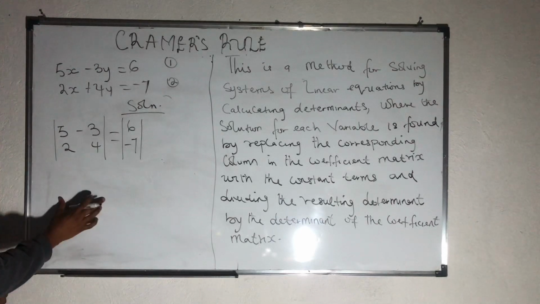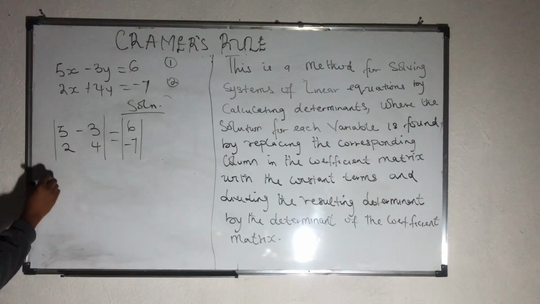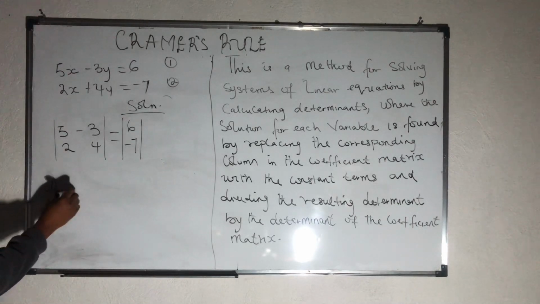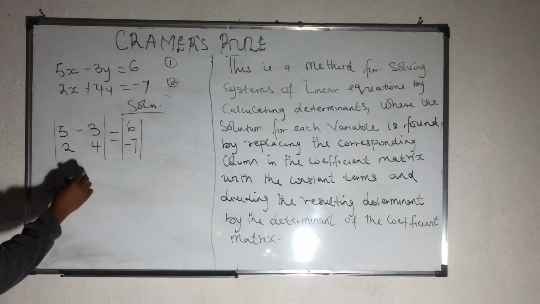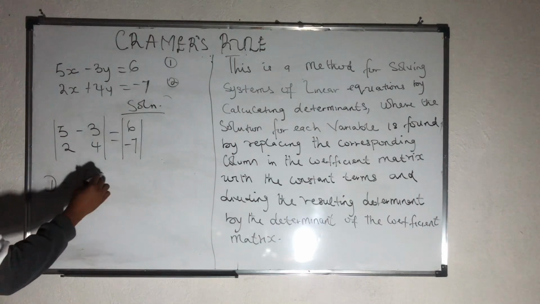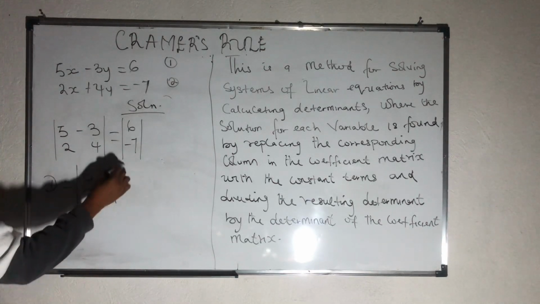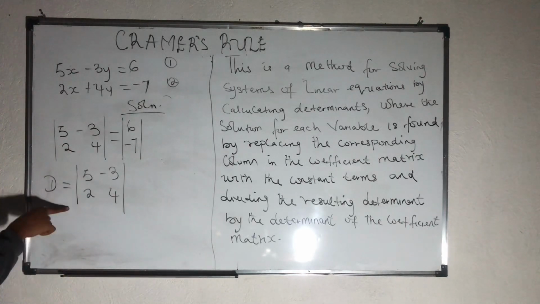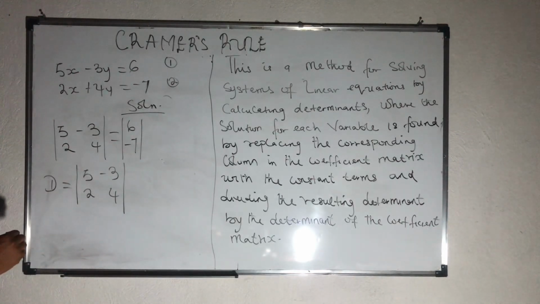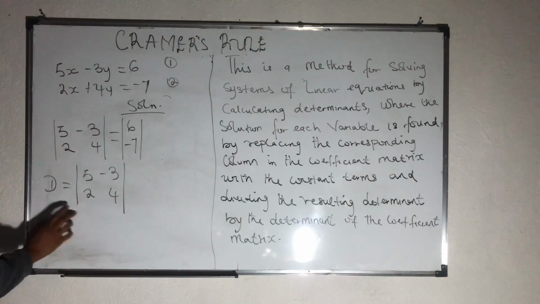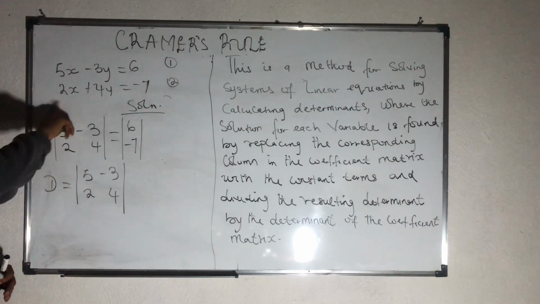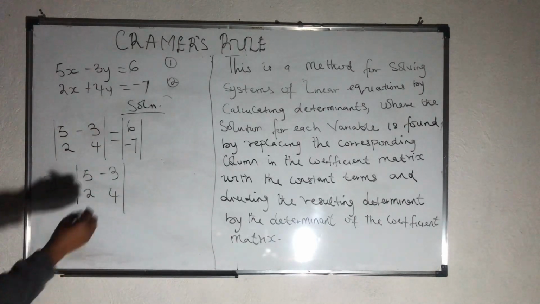So we're going to bring this down. I'm going to call this D, or matrix D, right? So matrix D is equal to 5, 2, -3, and 4. Remember that what we're looking for is the determinant of D. This is the main matrix. So if you can find the determinant of this main matrix, we shall use it to get the values for x and y. So let's go ahead and do this.